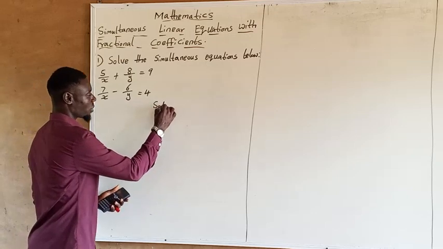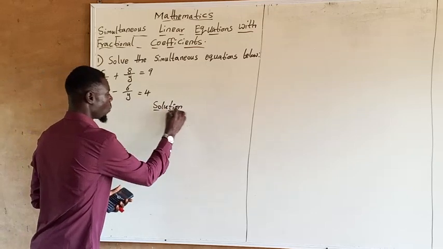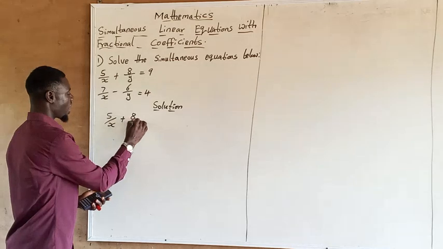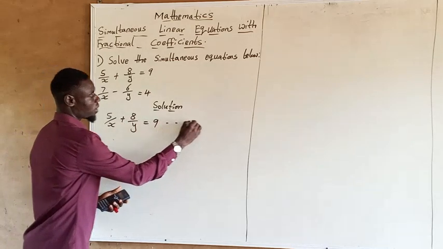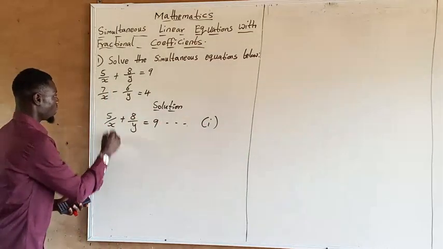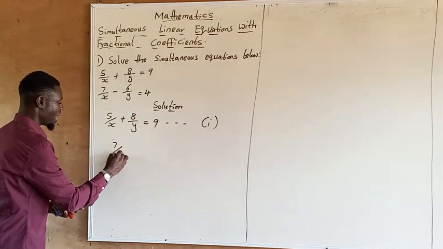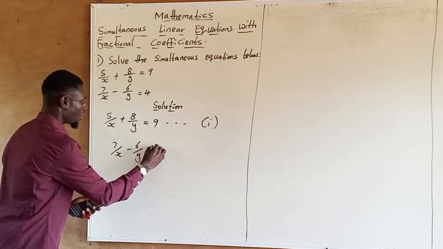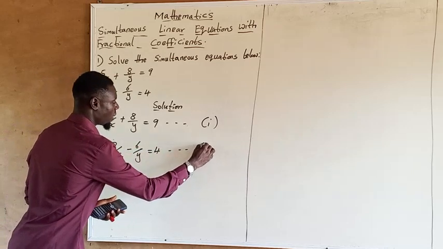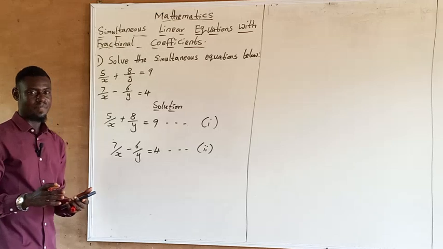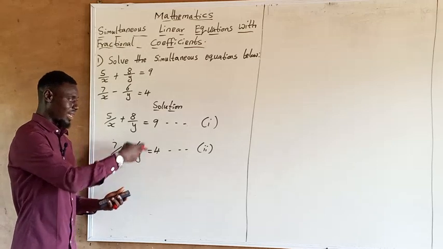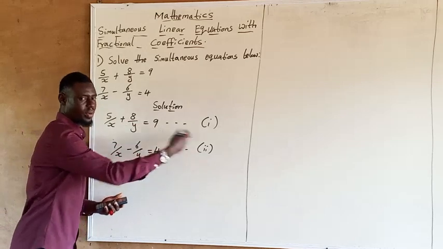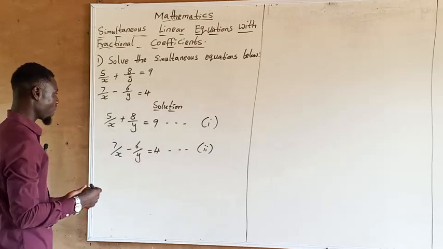Solution. We start by saying solution. We bring back the equations. We say 5 over x plus 8 over y is equal to 9. This will become our equation 1. We bring back the equations again: 7 over x minus 6 over y is equal to 4. This will become our equation 2. Note, anytime a new equation is formed, something that is not here, you name it by an equation number: maybe equation 3, equation 4, equation 5. Don't worry, we'll get to that stage.